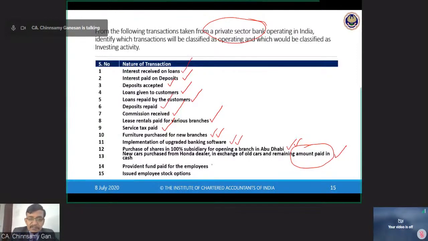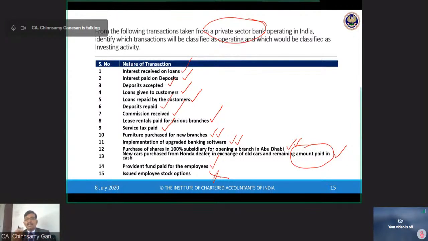Provident fund paid for the employees is part of employee cost, so it is a core activity, to be classified as operating activities. Issued employee stock option. Is it operating activity, investing activity, or financing activity? One moment, if you think, you will find out that it's only an option issued, but no cash is collected and no cash outflow has happened. Accordingly, this is a non-cash item. A non-cash item should not be part of our cash flow statement. So out of the 15 items, one item is a non-cash item. All other items we have classified depending upon the nature of the business.